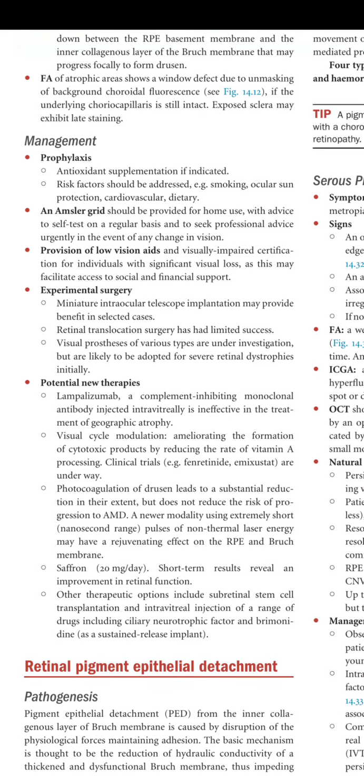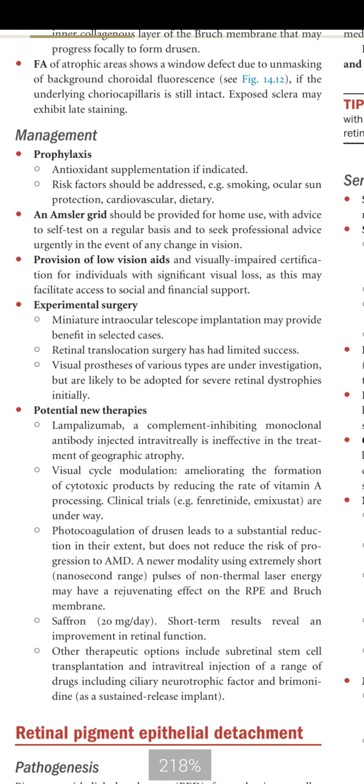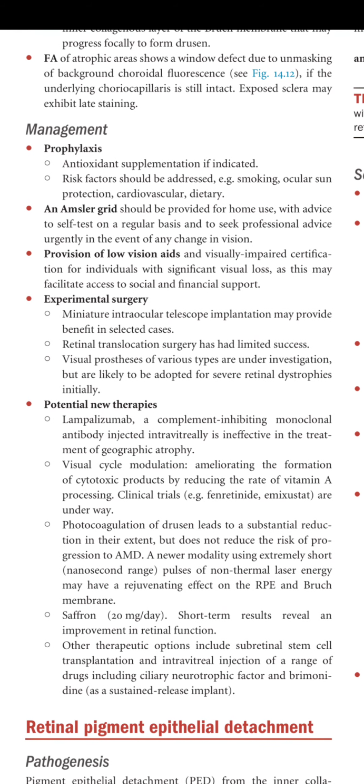So how do you manage a case of dry AMD? Prophylaxis: antioxidant supplement if indicated. So we can advise the antioxidant supplement. Risk factors should be addressed, for example smoking, ocular sun protection, cardiovascular, and dietary. An Amsler grid should be provided for home use with advice to self-test on a regular basis and to seek professional advice urgently in the event of any change in vision.